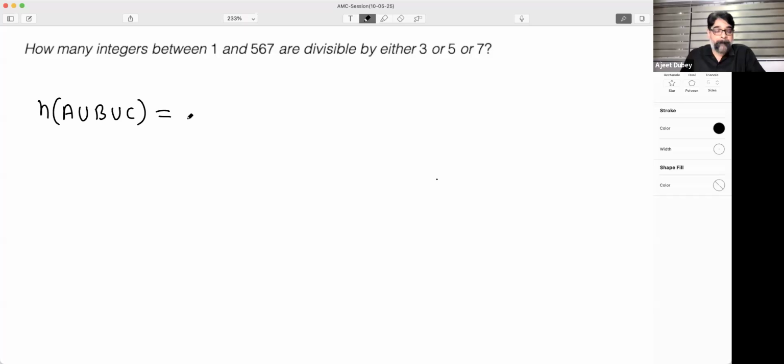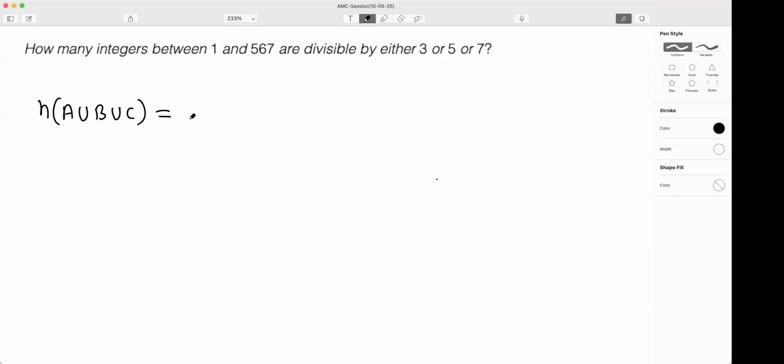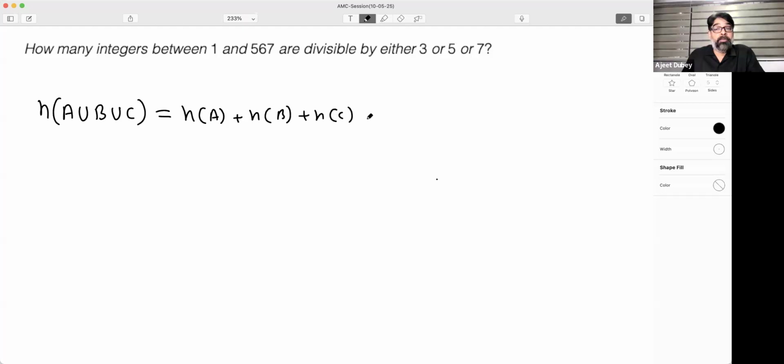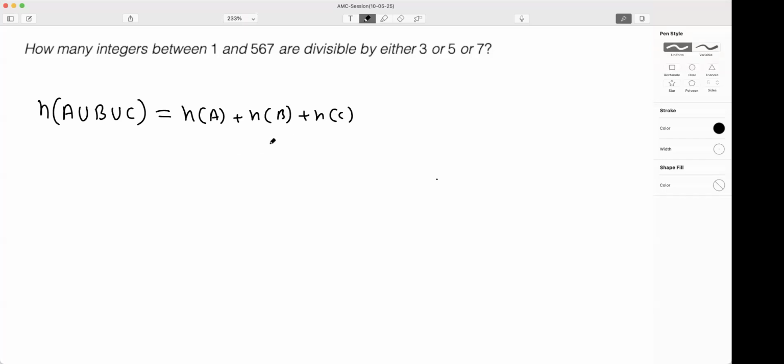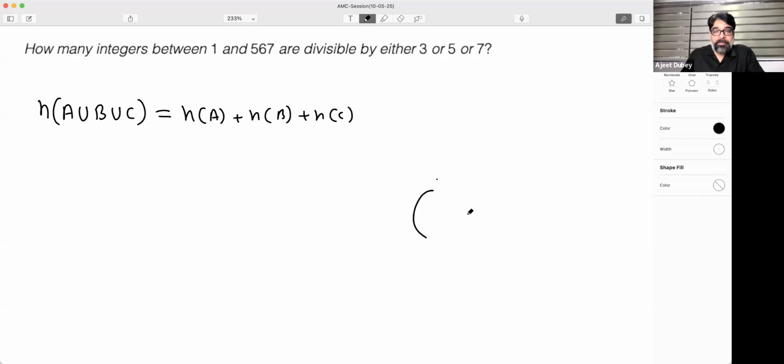Anybody can tell me? Sir, nine. n of a plus n of b plus n of c minus n of a intersection b minus n of b intersection c minus n of a intersection c minus n of a intersection b intersection c. Not minus, that will be plus. Okay, sir. Check it here, everybody.